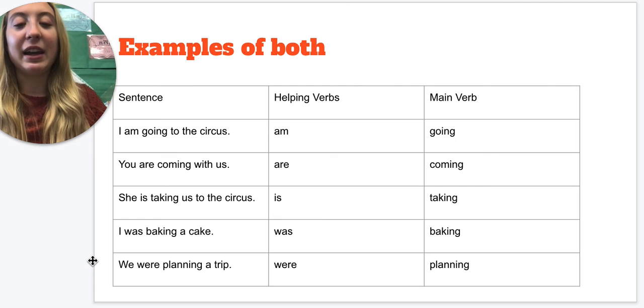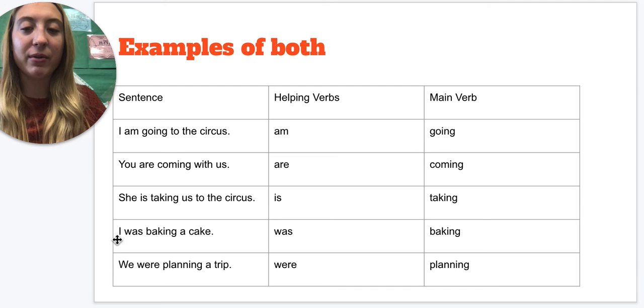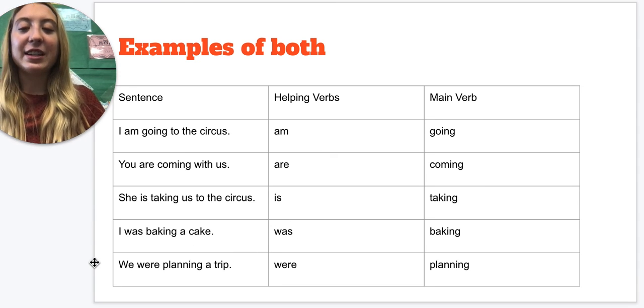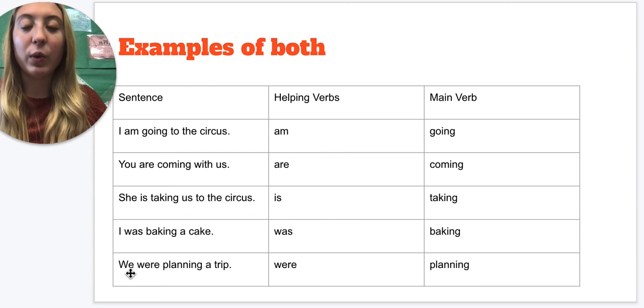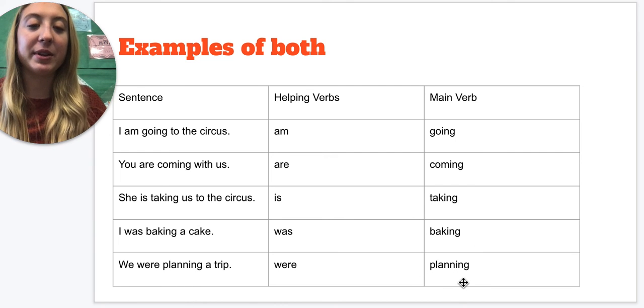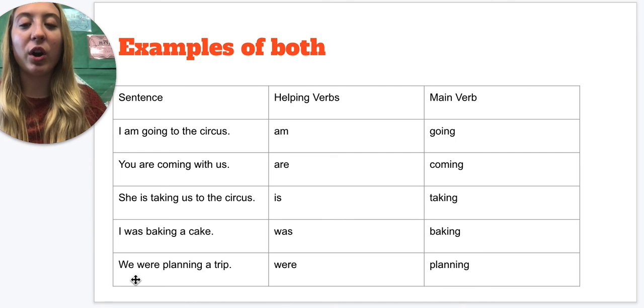I was baking a cake. I is my subject, who we're talking about. What am I doing? Baking is our main verb. And then if I look before, do I see any helping verbs? I see was. All right, and then we were planning a trip. Who is planning the trip? We. What are they doing? Planning is my main verb because it shows action. And then were is going to be my helping verb.